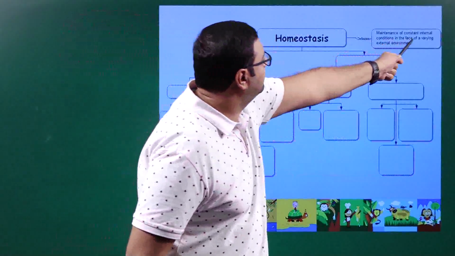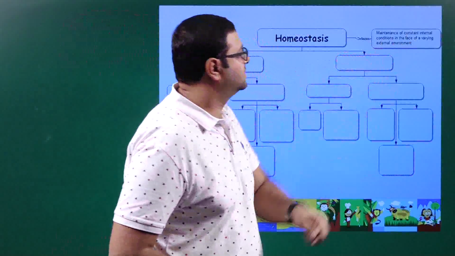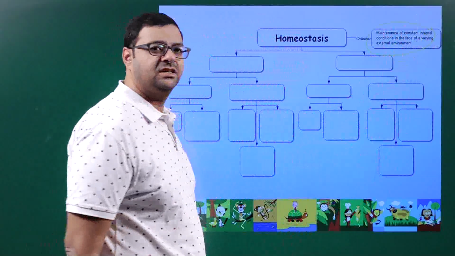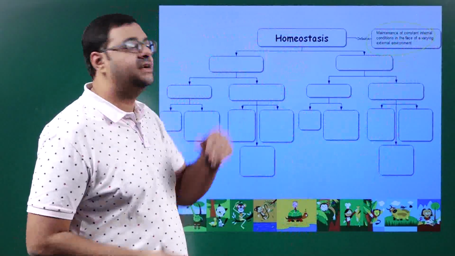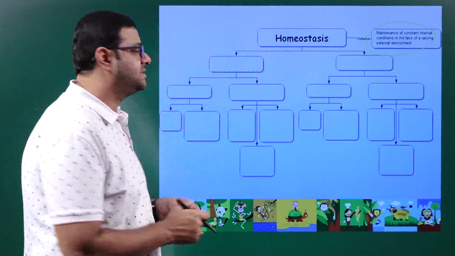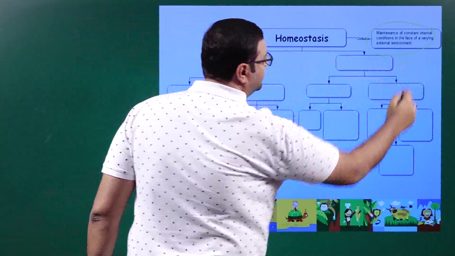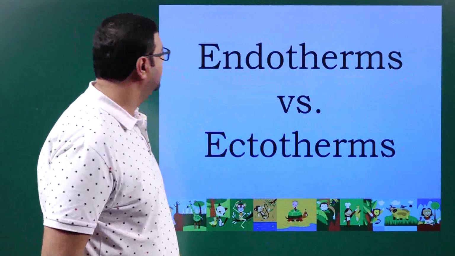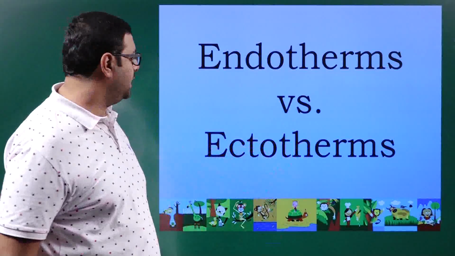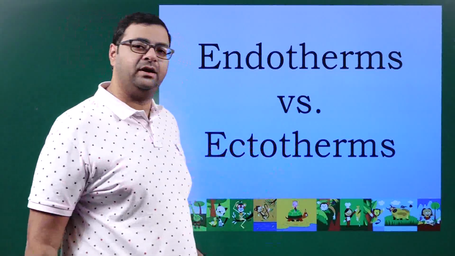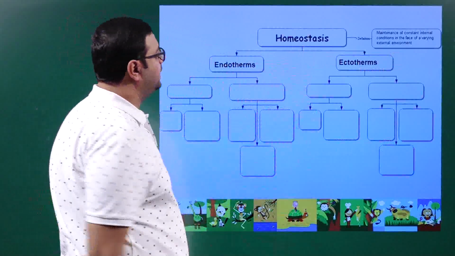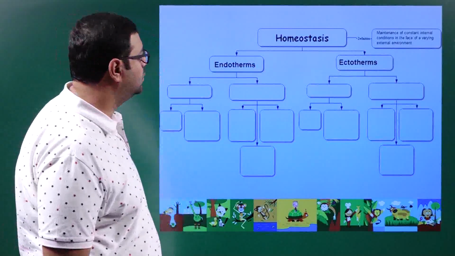Homeostasis: maintenance of constant internal conditions in the face of varying external environment. So this is the definition for it. The condition can be temperature also. That's why I said maintaining internal temperature. Now we will see what homeostasis is divided into. It's divided into two kinds. First one is endotherms, second one is ectotherms.